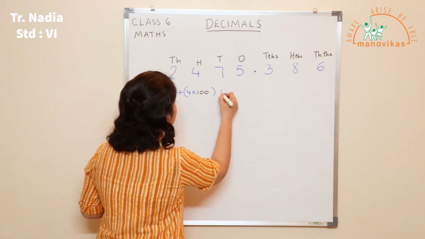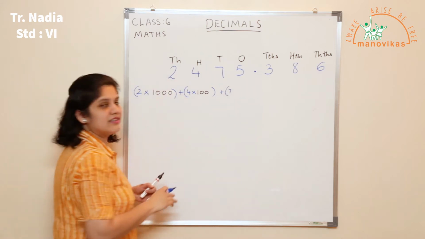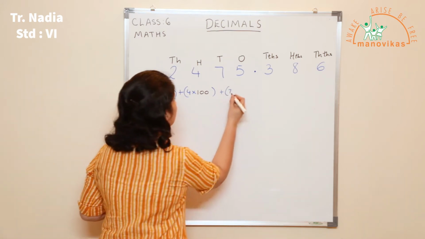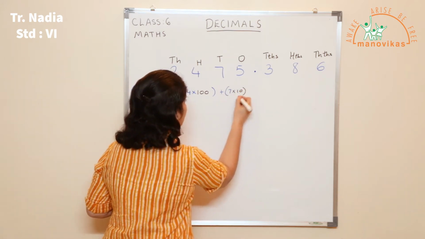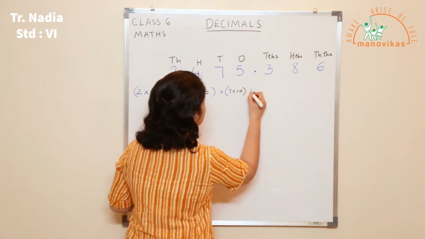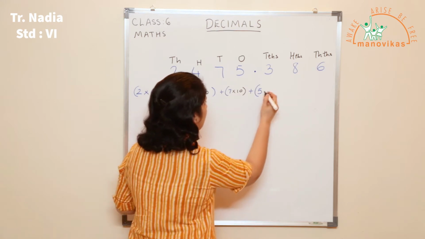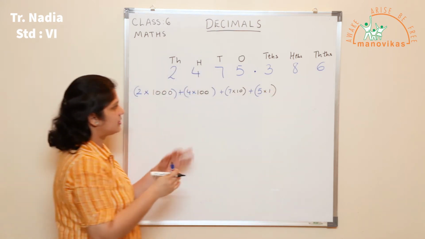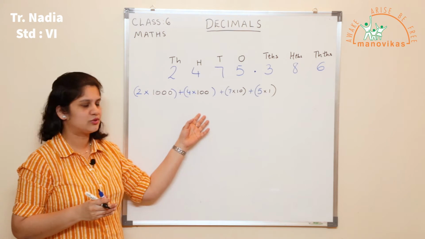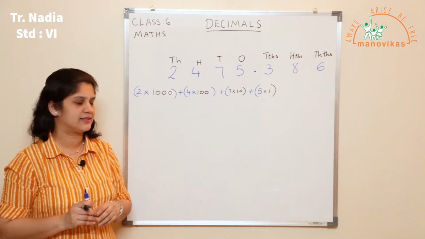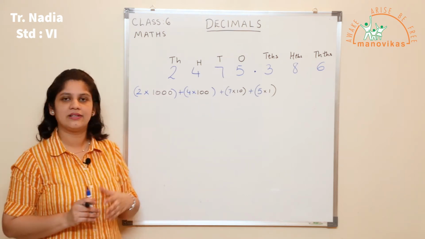Then we have the 7. 7 is in the tens place, so I will say 7 multiplied by 10, plus 5 is in the ones place, so 5 multiplied by 1. Okay, this you all must be well used to because you have done this in your previous classes. Now my whole number part is expanded.